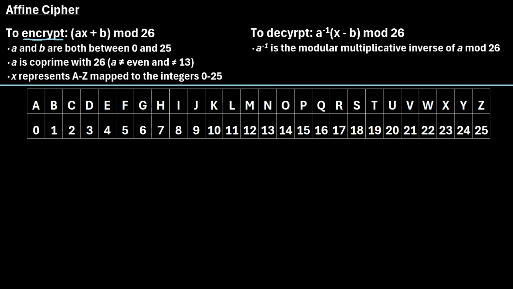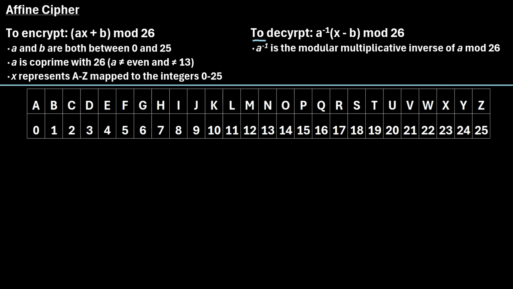To encrypt text, we use the formula Ax plus b mod 26, where a and b are both between 0 and 25, and we get to choose a and b, and a must be coprime with 26, or in other words, the greatest common divisor between a and 26 must be 1. Or an even easier way to remember that is a cannot be even and a cannot be equal to 13. And lastly, x represents the characters A through Z mapped to the integers 0 through 25.